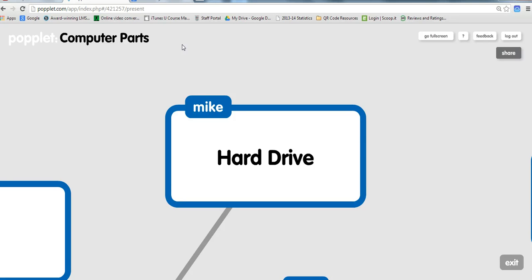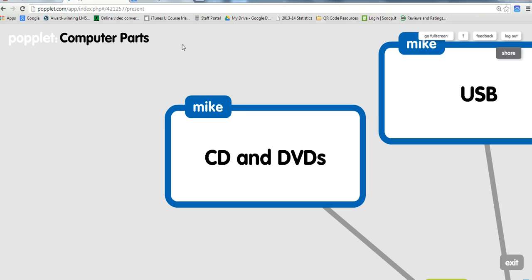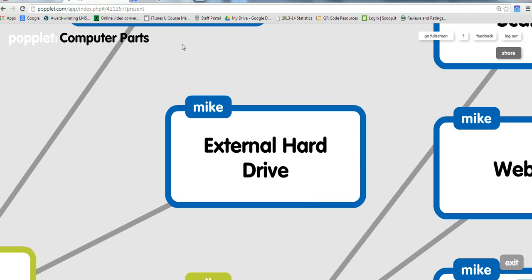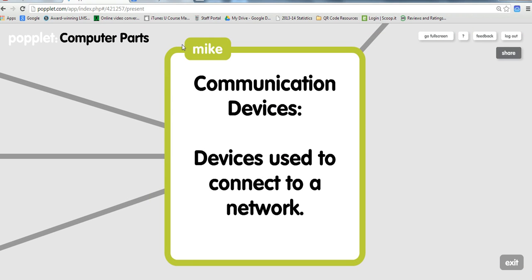That's the main type of storage device that holds all the information. Of course, you have USBs, CDs and DVDs, and you also have external hard drives. So after you create this document and you store it, most people then want to share it with other people. Any device that helps us do that is called a communication device. These are devices used to connect to a network.